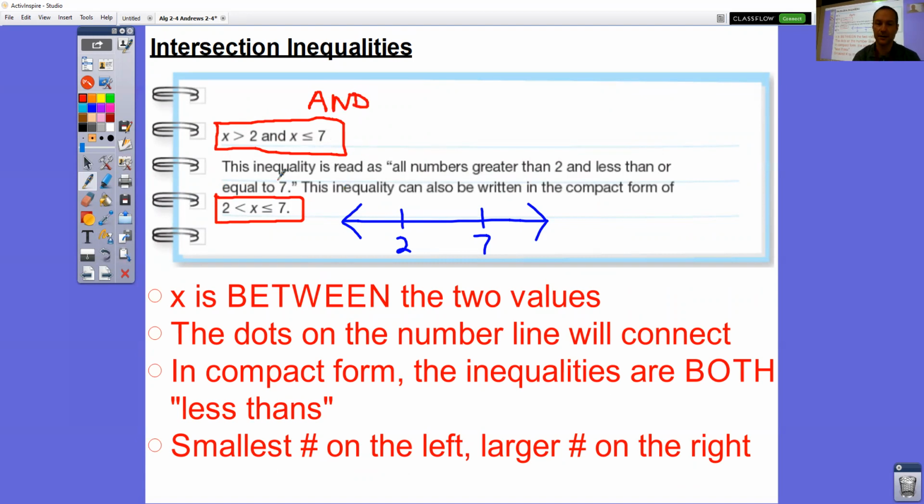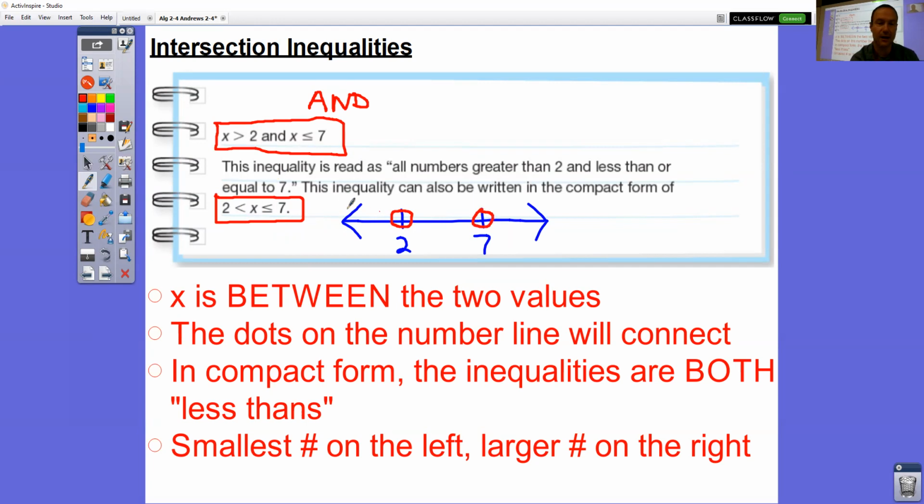So this inequality is read as all numbers greater than 2 and less than or equal to 7. This inequality can also be written in the compact form like this. So if we were to graph this, we're graphing two separate inequalities at the same time. We're going to have a dot at 2 and a dot at 7. So I'm just going to put an open dot and an open dot to start.